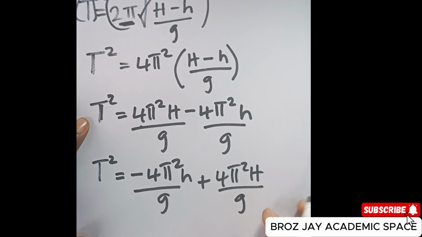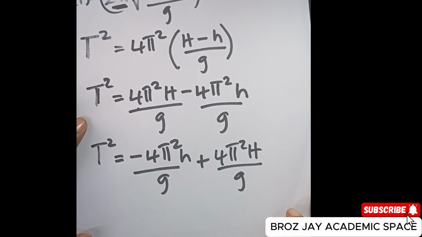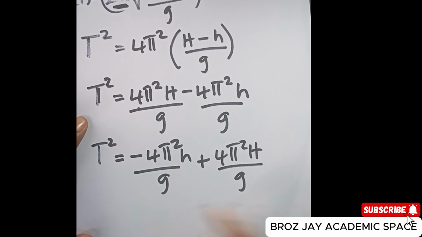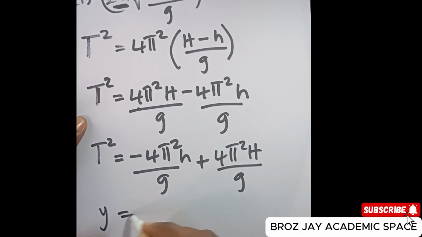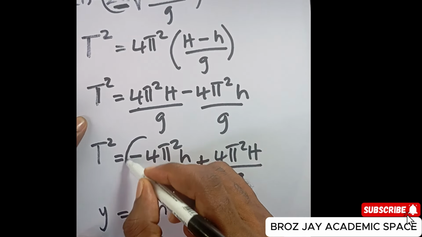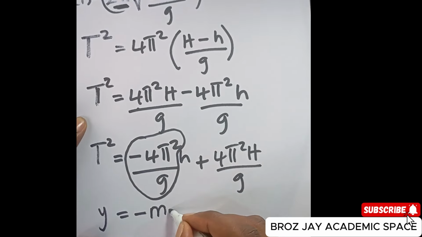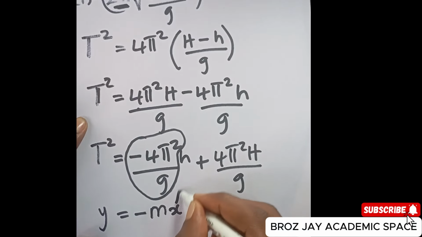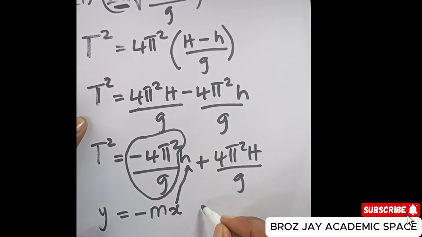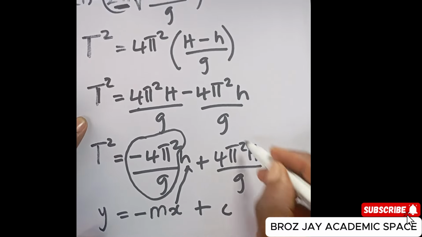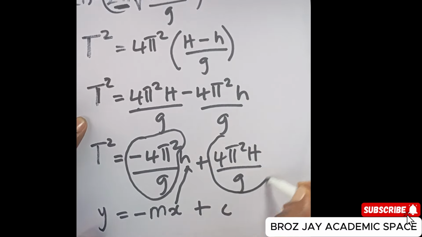Now looking at this, we can therefore say that our y is equal to minus m. The minus m is all this equation here, x, which is here, plus c. Your c is everything here.